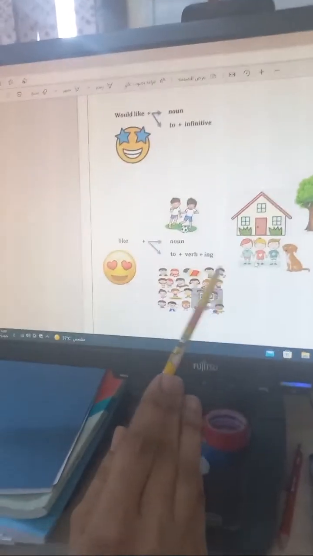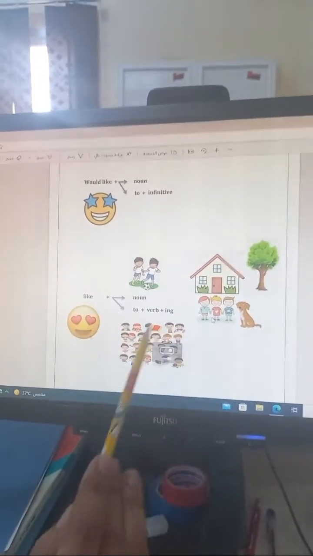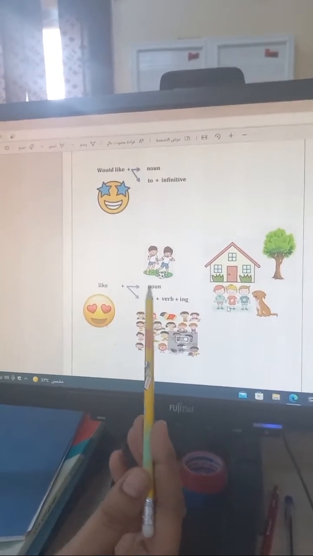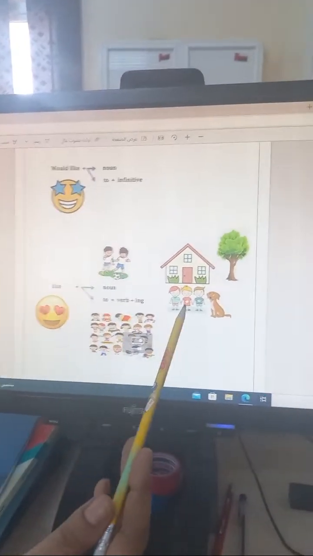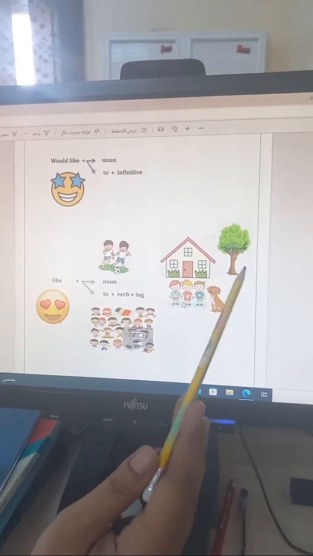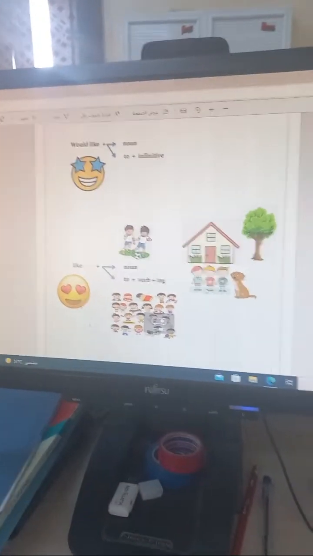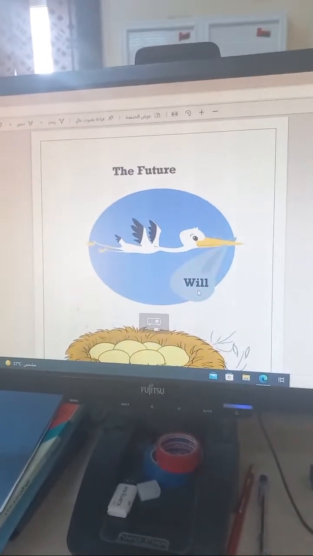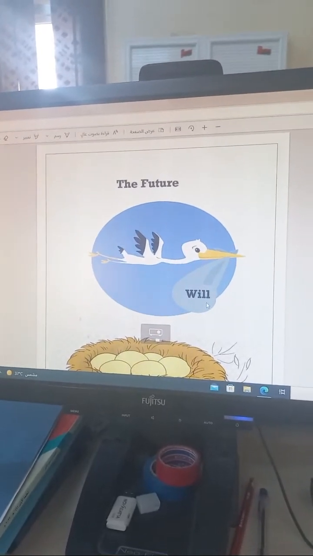Here we have different pictures of action verbs. But after like, a noun can come: I like dogs, I like friends, I like trees, I like my home. That means a noun. The last one is talking about the future.